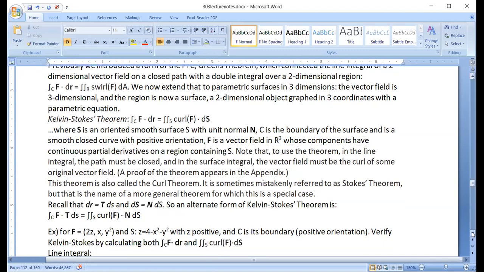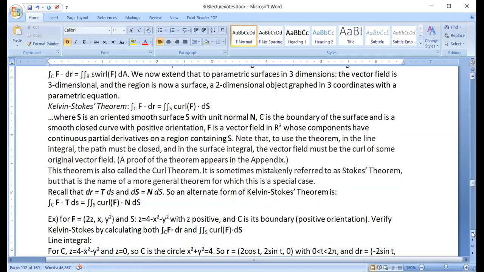So first, let's do the line integral. In order to do the line integral, what's the first thing we need to do? We need to identify what the curve is. So for the curve, we know that we're on the surface, z equals 4 minus x squared minus y squared, but we're also specifically on the boundary of the surface. And the boundary of the surface is where z equals 0. So plugging in z equals 0, that just gives you x squared plus y squared equals 4 if you solve it out. So there's your C, and clearly that's a circle of radius 2, and we know how to parameterize that.